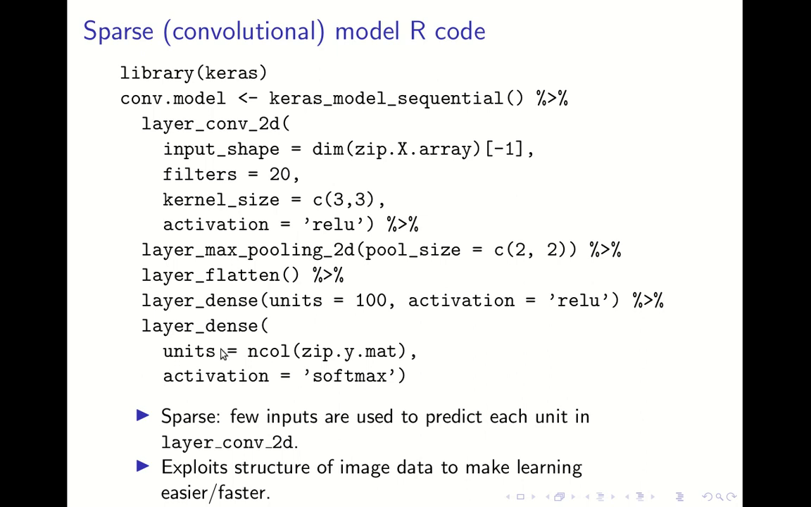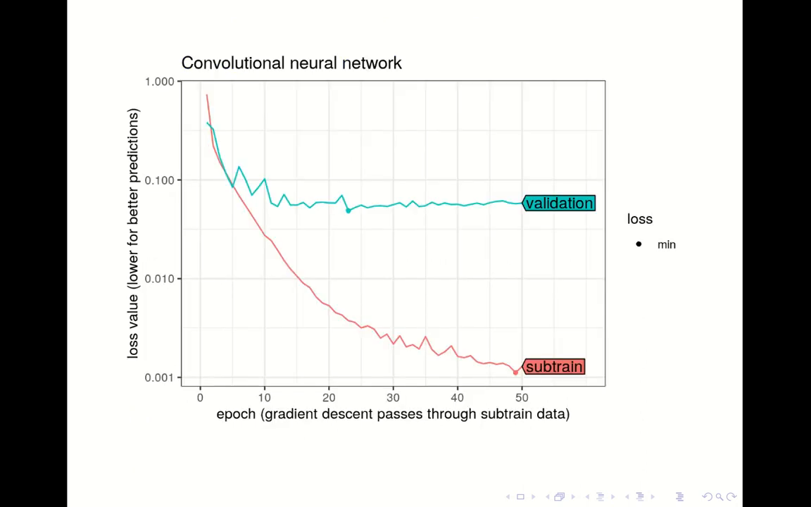And finally, in the final layer, we're going to have units equals the number of columns, or the number of outputs that we're trying to predict again, with the softmax activation. This is the last layer, which is always required in multi-class classification problems. When we do that, we see some learning curves which look more or less similar to what we've always been seeing. The subtrain error is mostly always going down as a function of the number of epochs, whereas the validation error goes down up to a certain point, and then it starts to flatten out and maybe go up a little bit.